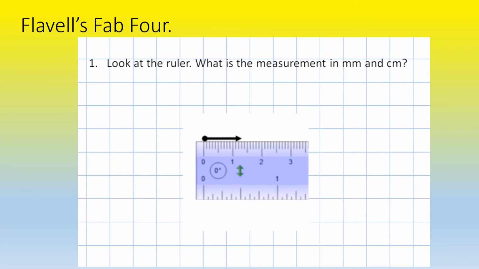So our first one today, we were looking at the measurement on the ruler. We've got 1 centimetre, and we've gone on for another 1, 2, 3 millimetres. So the measurement, first of all, is 1.3 centimetres, because we've got 1 whole centimetre and 3 parts left over. So 1.3, and it would actually be 13 millimetres that it would change to.